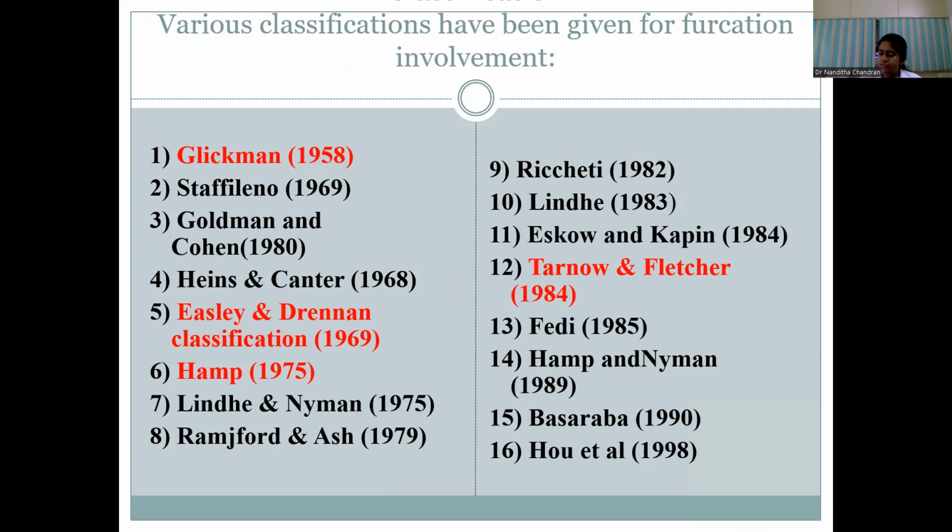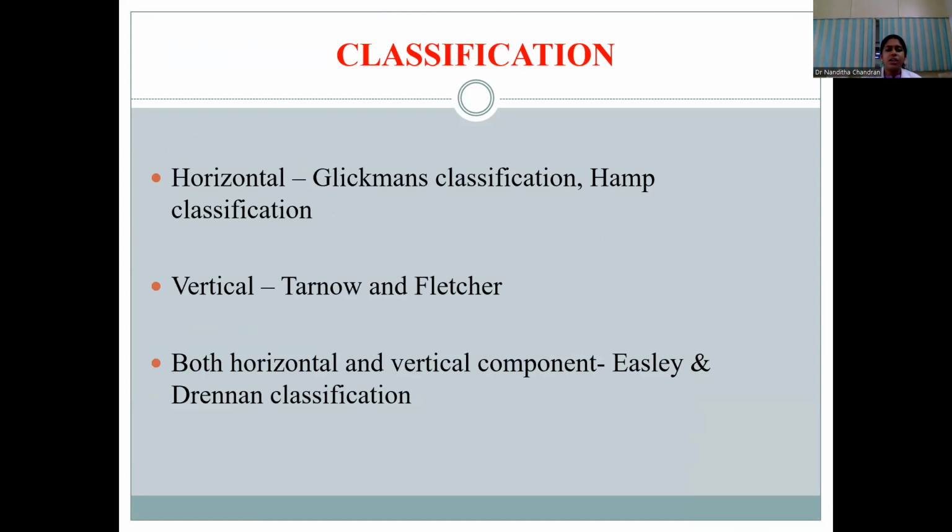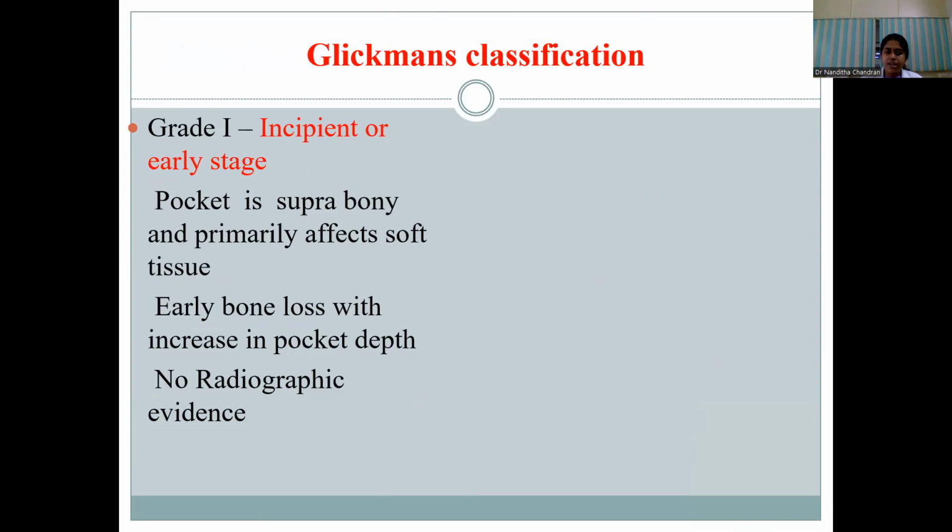Coming to classification, we have a number of classifications based on horizontal component and vertical component. Important of which is Glickman's classification. Then we should know Tarnow and Fletcher's classification. So what is Glickman's classification? It is based on the horizontal component. Glickman says that there are grade 1, grade 2, grade 3, and grade 4 furcations.